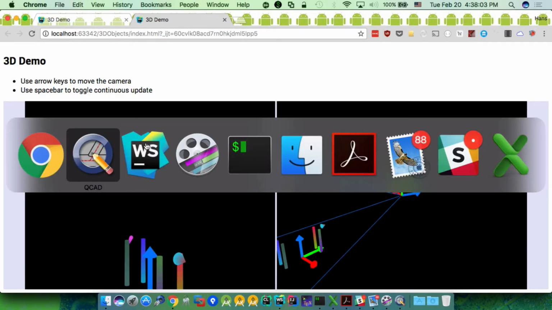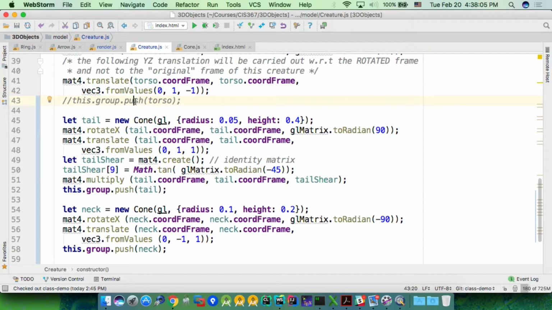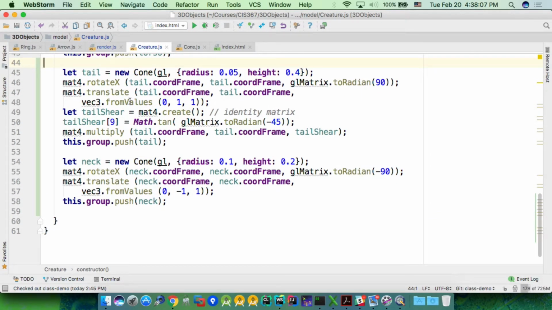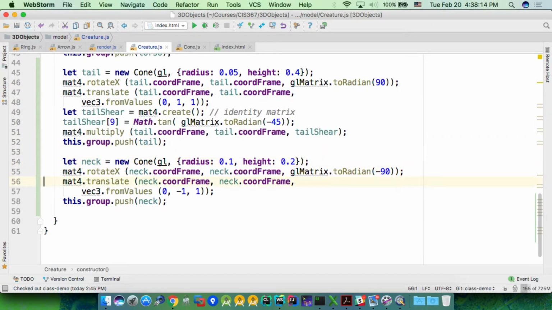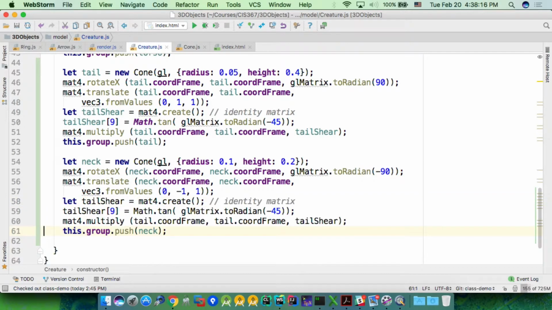Then if I go back, enable the torso, and I can apply the same shear transform again. I can just copy those three lines here, but I'm going to call it neck shear, and then neck shear.